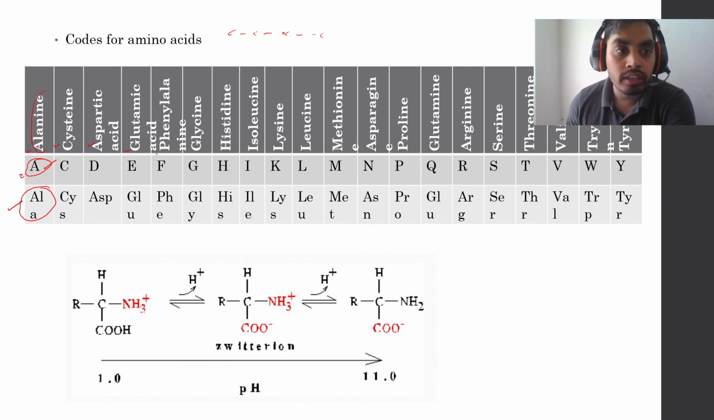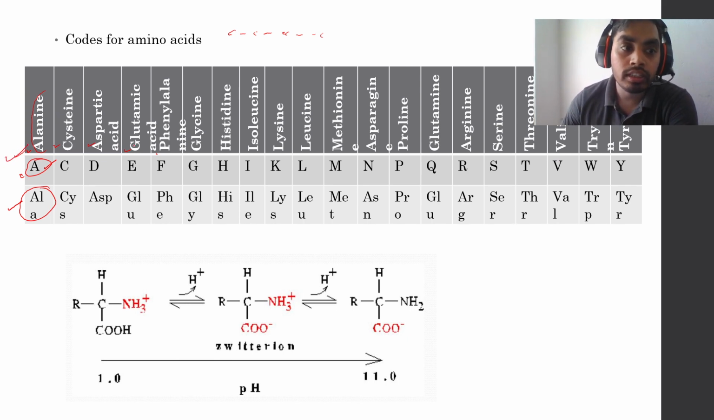So I have arranged them in alphabetical order. Obviously some alphabets are missing because there are no amino acids for them. Okay, so we have A, not B, C, D, E, F, G, H, I, J, K, L, M, N, O is absent, P, Q, R, S, T, U is absent, V, W, X is absent, Y, and Z is absent. So basically we have 20 amino acids and 26 alphabets. So 6 alphabets are not present here. You do not need to remember this, just need to understand this.